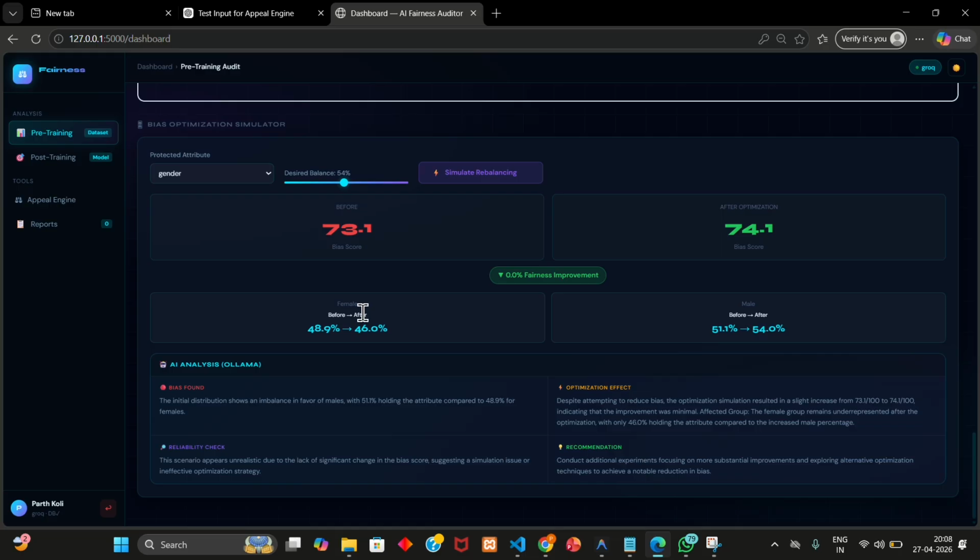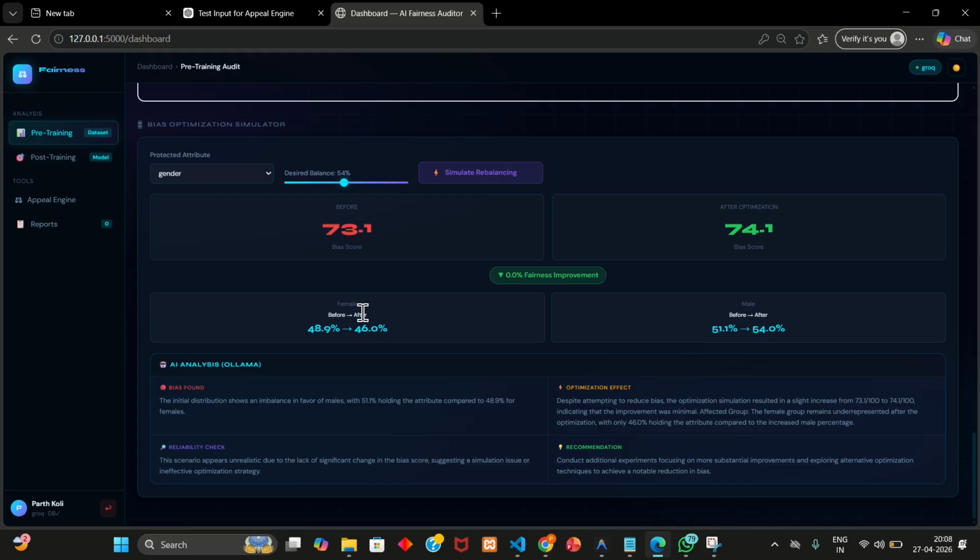Why did this happen? Because the target distribution itself was not fair. By increasing male representation and reducing female representation, we unintentionally amplified the imbalance instead of correcting it. This demonstrates an important principle in responsible AI. Optimization only works when the objective is truly fair. If the target is biased, the system will reinforce that bias.